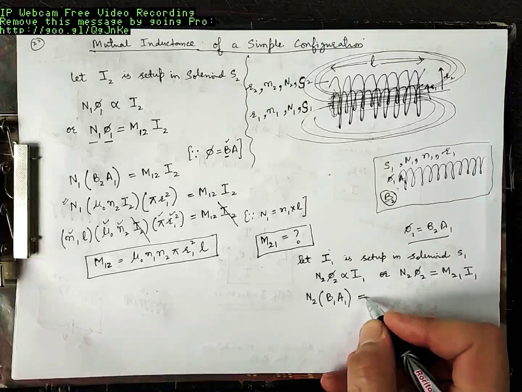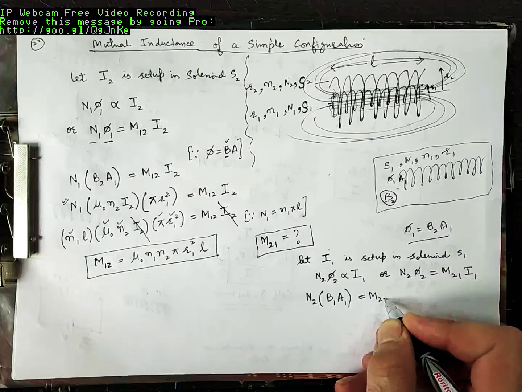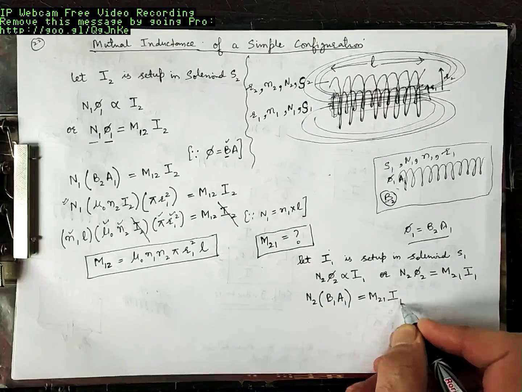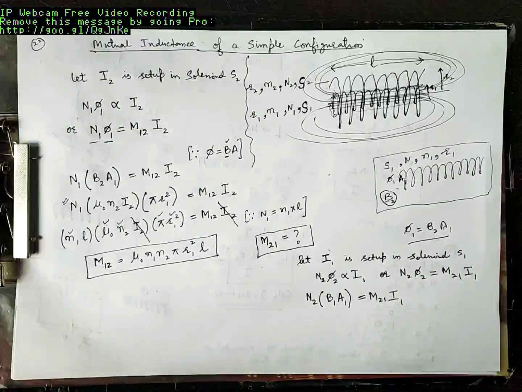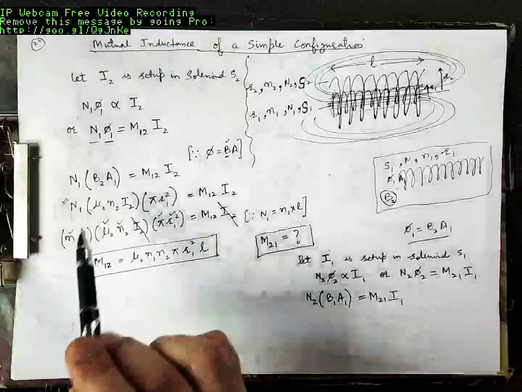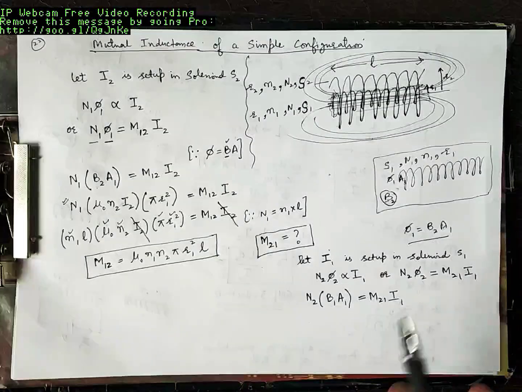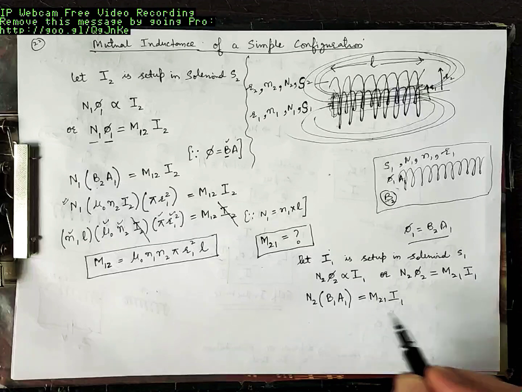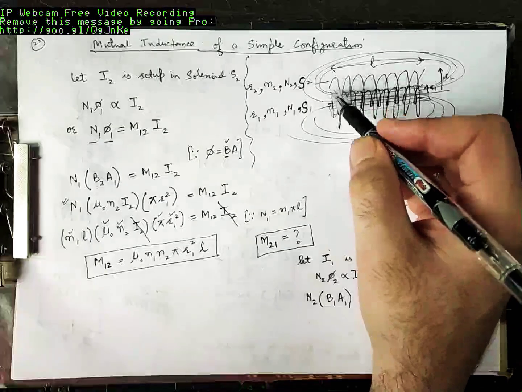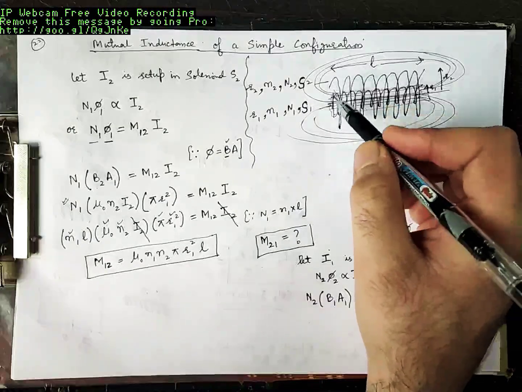Is equivalent to M21 I1. I hope you got this. Why was it B2A1 here, but B1A1 here? It's not B1A2 here. Why? Because flux is not passing through the whole area A2. It's only passing through area A1.